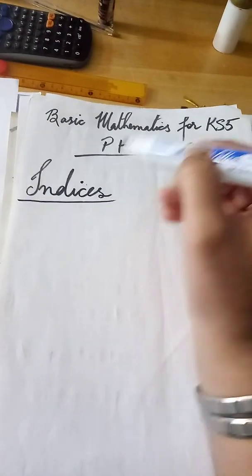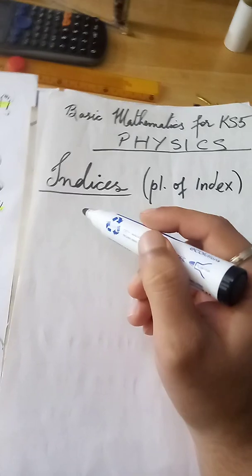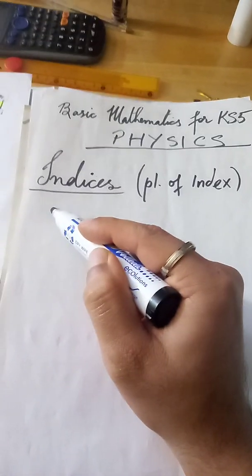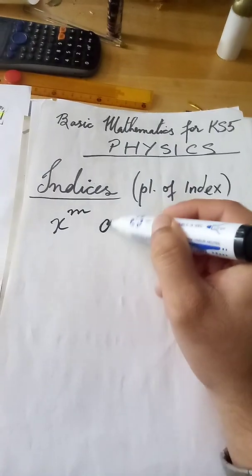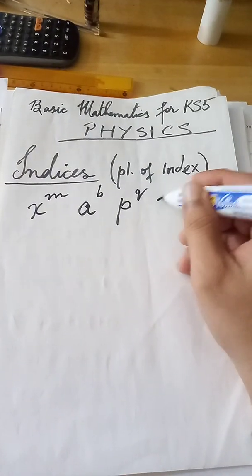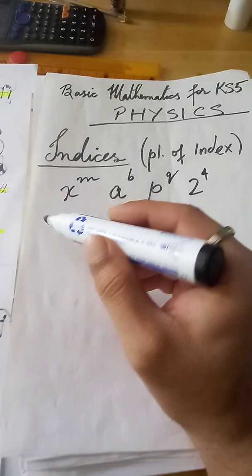Okay, indices, it's the plural of index, and it's to do with mathematical numbers that have exponents or powers, like a to the power b, p to the power q, 2 to the power 4. So when these numbers interact with each other, how do they interact, and what are the laws under which they are allowed to interact?